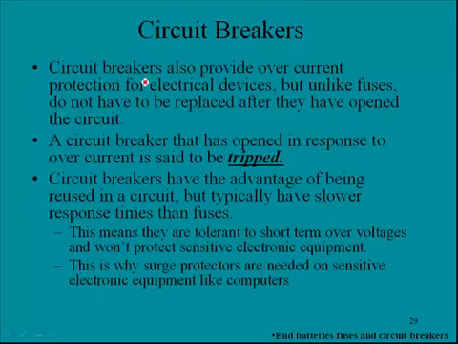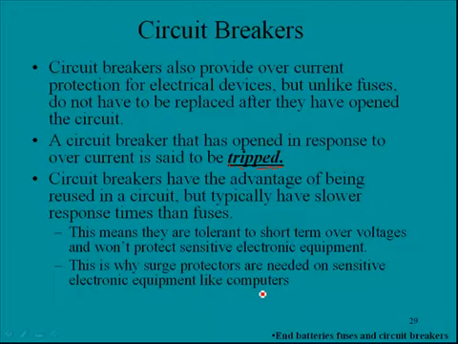Circuit breakers. Circuit breakers also provide overcurrent protection for electrical devices, but unlike fuses, do not have to be replaced after they have opened the circuit. A circuit breaker that has opened in response to overcurrent is said to be, and here's the term, tripped. Circuit breakers have the advantage of being reused in a circuit, but typically have slower response times than fuses. This means they are tolerant to short-term overvoltages and won't protect sensitive electronic equipment. This is why surge protectors are needed on sensitive electronic equipment like computers.